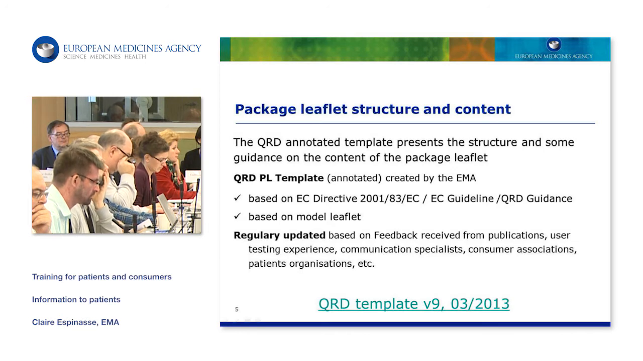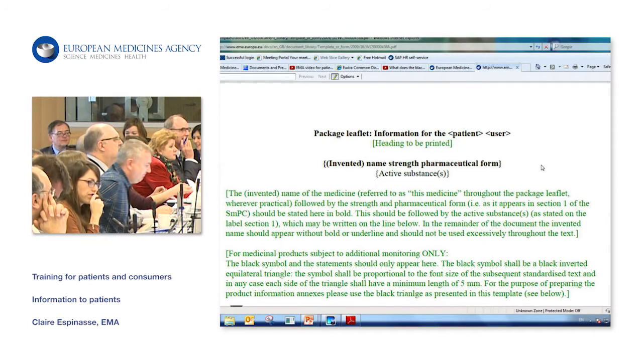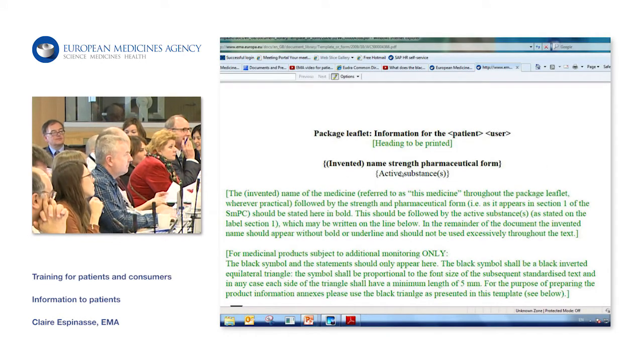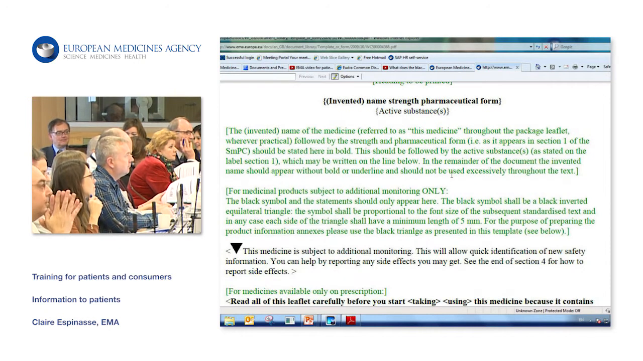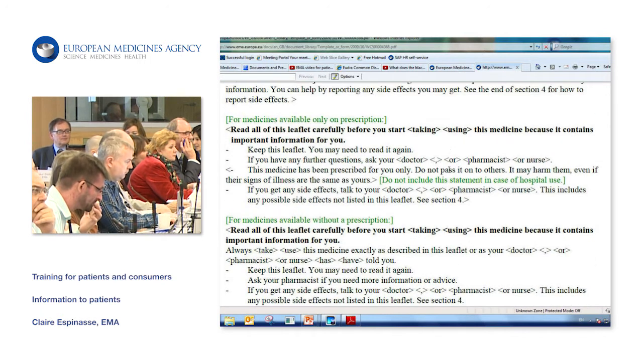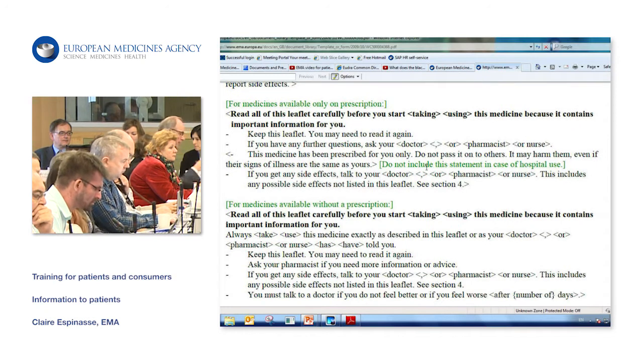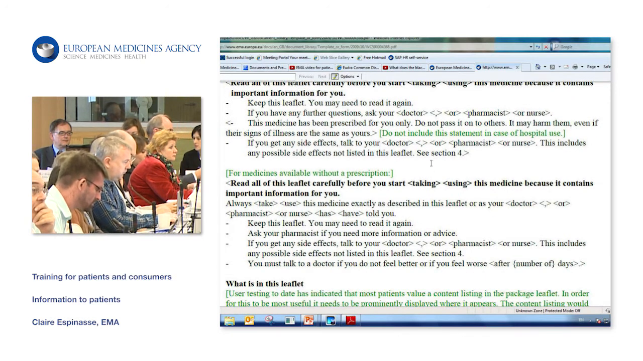I will now take you quickly through the structure of the package leaflet. Here there's the heading where you will find the name of the medicine, the strength, the pharmaceutical form. Here's the introductory part. This part will be at the start of every leaflet. It will tell you to talk to your doctor if you have any question, that you should not pass on this medicine to anyone, those sort of key messages applicable to all medicines.